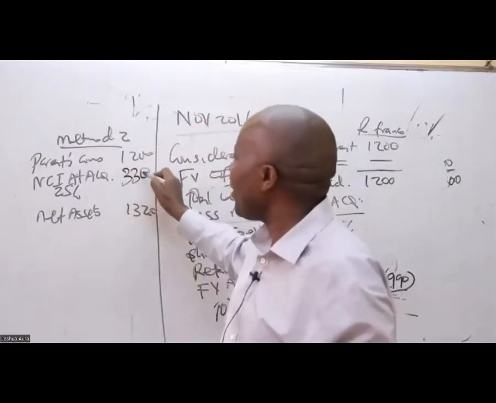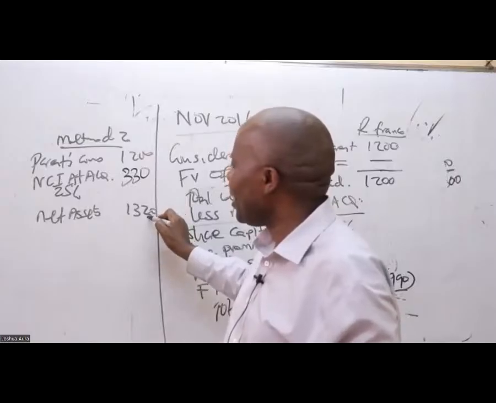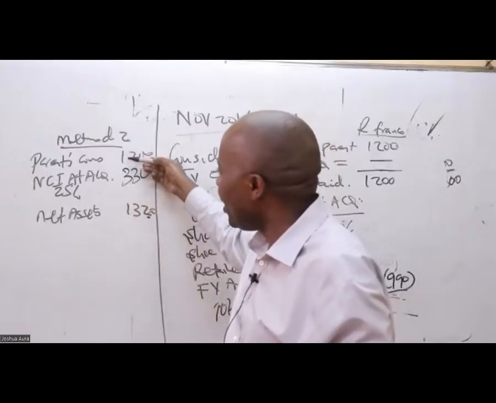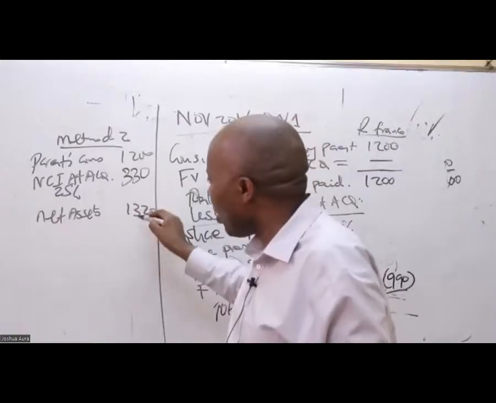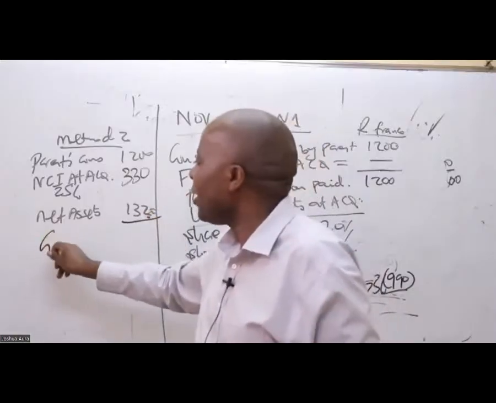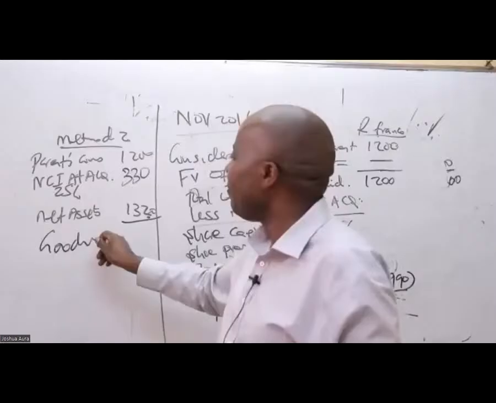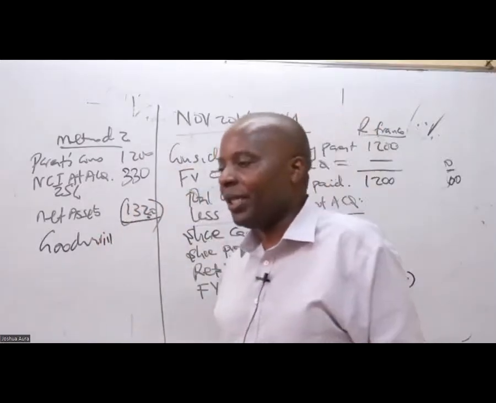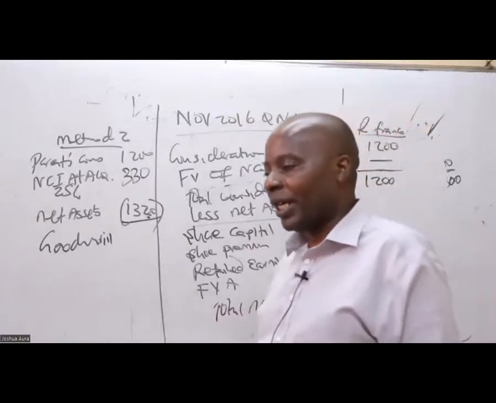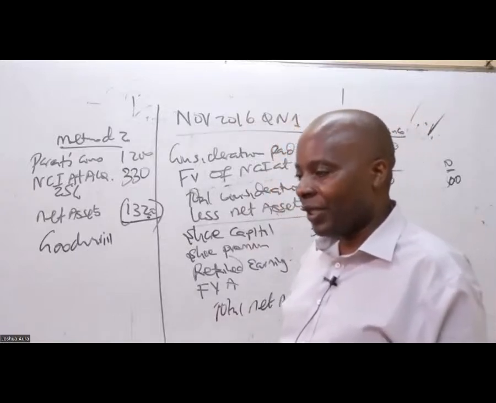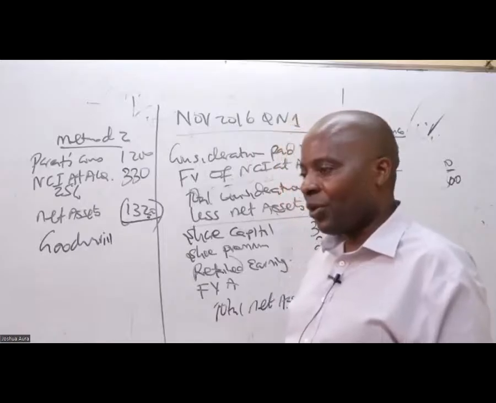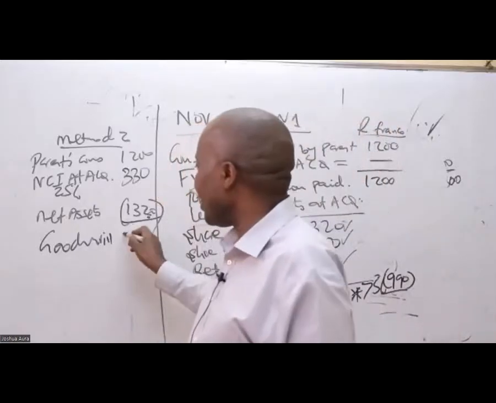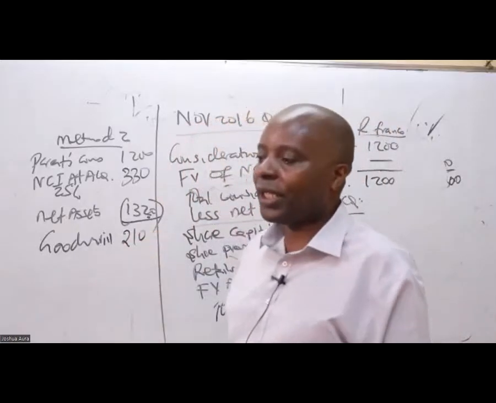So now, if he does this, this is the full one, so this also becomes full. When you subtract, you will get the same goodwill. You get goodwill by taking this plus this minus this. How much do you get? Is there somebody who can give me this answer? 210.